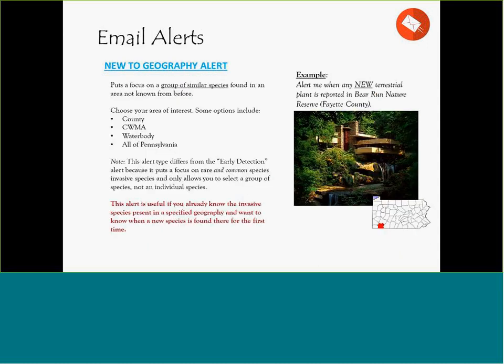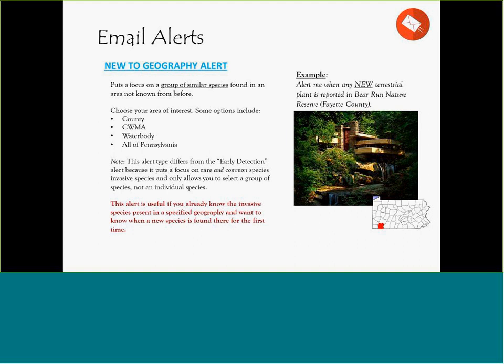Okay, and the last type of alert that we have available is called the new to geography alert. So this alert will put a focus on a group of similar species that are found in an area that they are not known to have been found in before. So this is going to be another thing where you're going to choose your area of interest: county, CWMA, a water body, or all of the state.